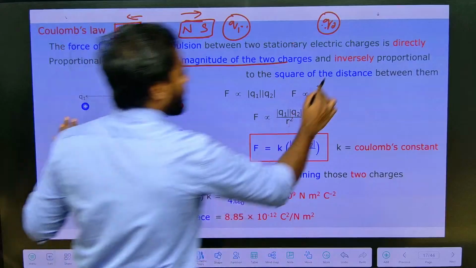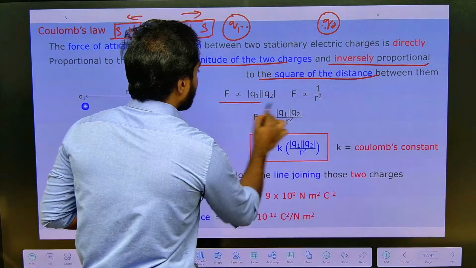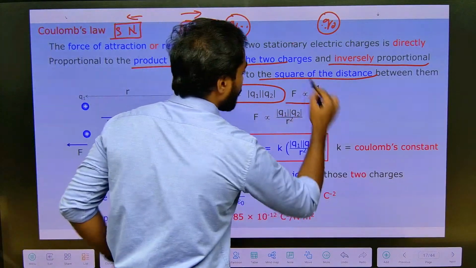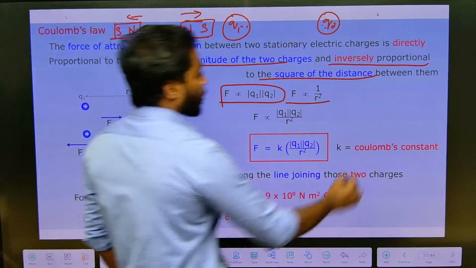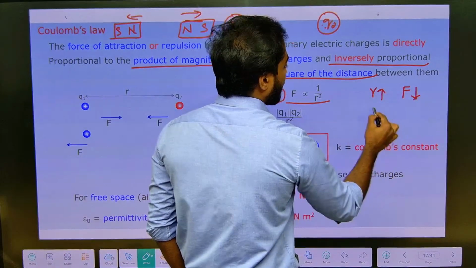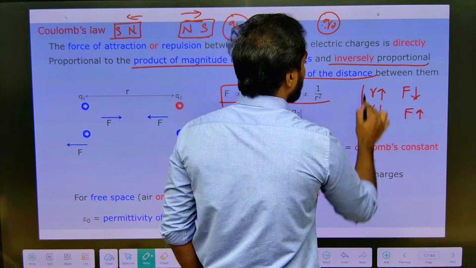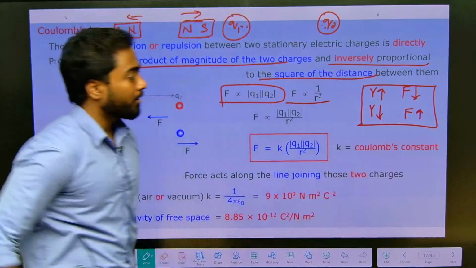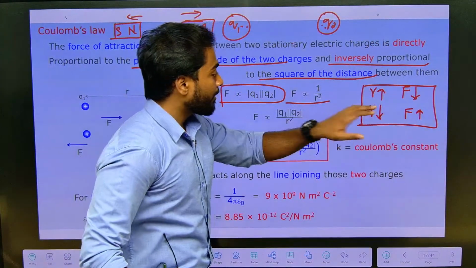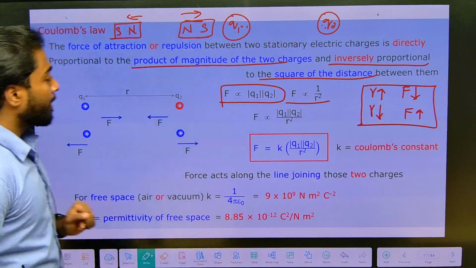So the force is inversely proportional to the square of the distance. I can say F is directly proportional to Q1 Q2 and F is inversely proportional to R square. When the distance is increased, force will decrease, and when the distance is decreased, force will increase. Remember this point: when the distance between the charged particles increases, force decreases; when it decreases, force increases, right?